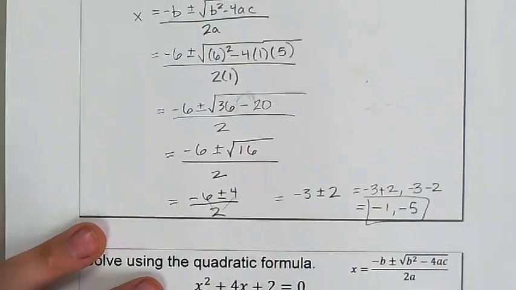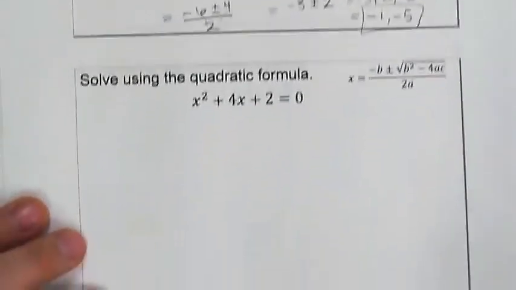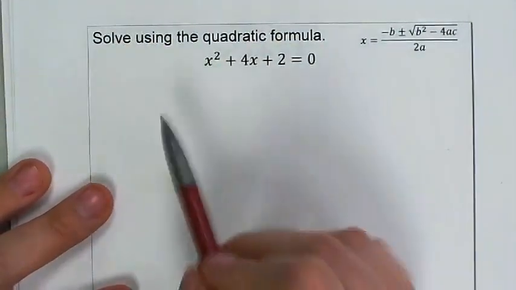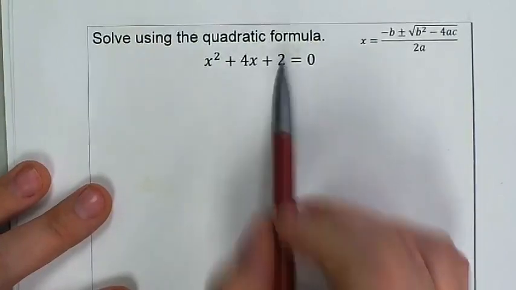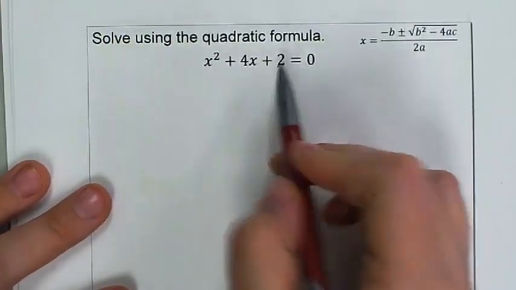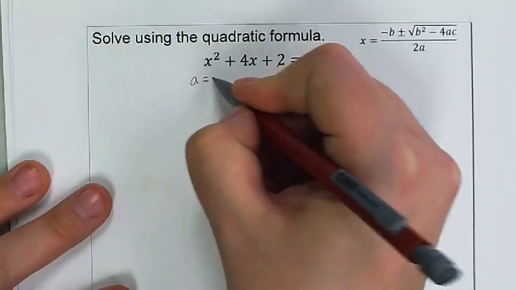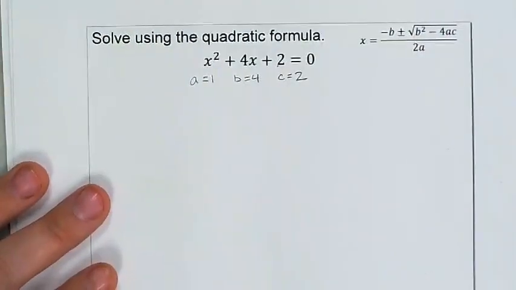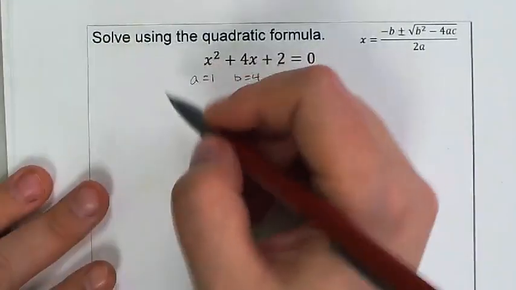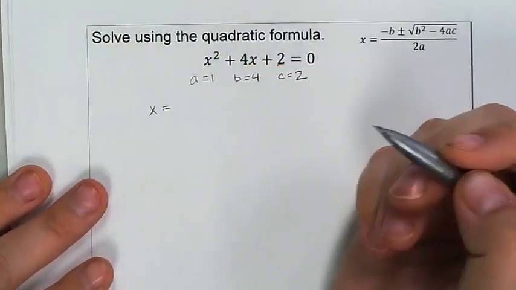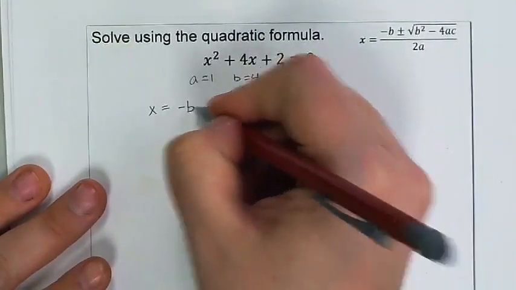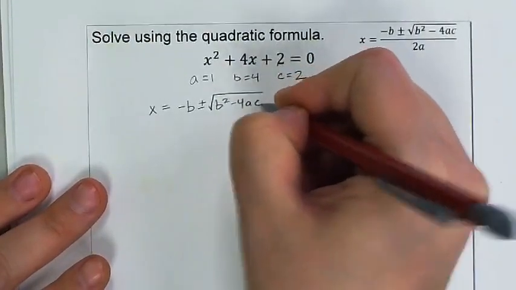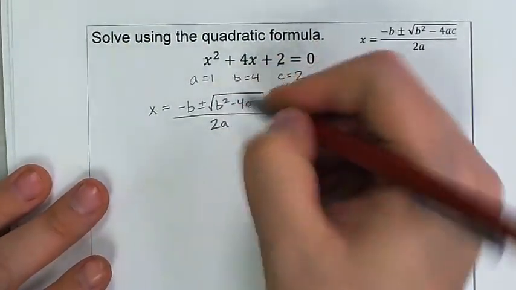All right, let's try another one. So with every problem, I want to make sure it equals 0. Everything's on the left side in order: x squared, then the x term, then the number. This is my A, my B, and my C. So I'm going to write those down. A equals 1, B equals 4, and C equals 2. I'm going to write my formula down just so I can get it committed to memory. X equals negative b plus or minus square root b squared minus 4ac all over 2a.